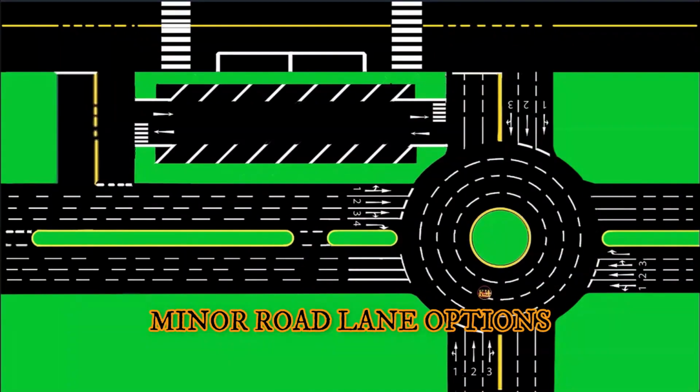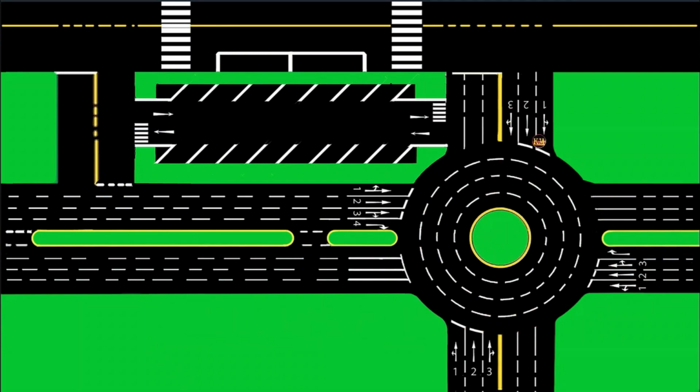Then we also have directions on a 3-lane road when approaching the roundabout. That is the minor road lane options. The system is 215. Lane 1 has got 2 options. The first option, you go straight ahead. The second option, turn left at 90 degrees. Lane 2 has 1 option, go straight ahead.